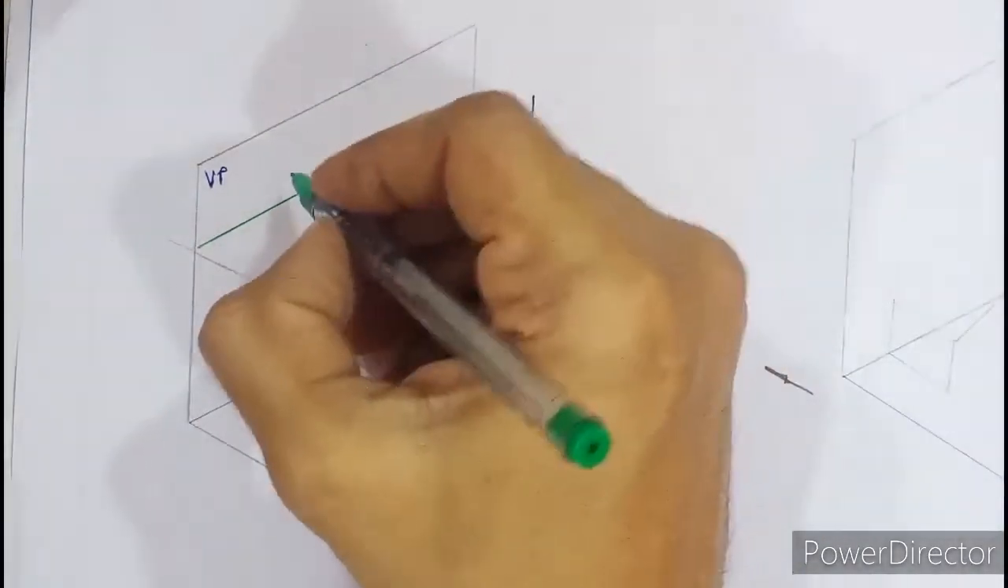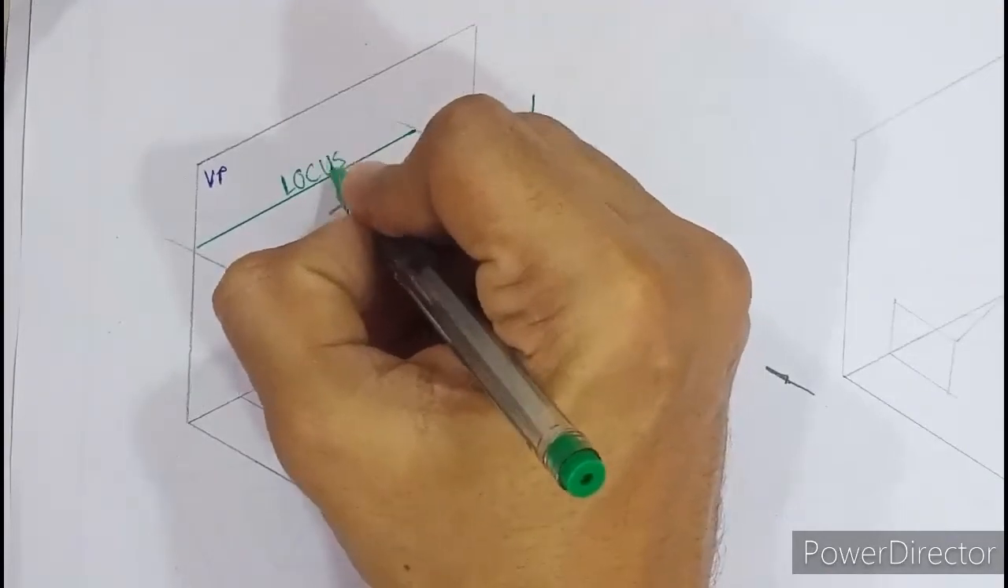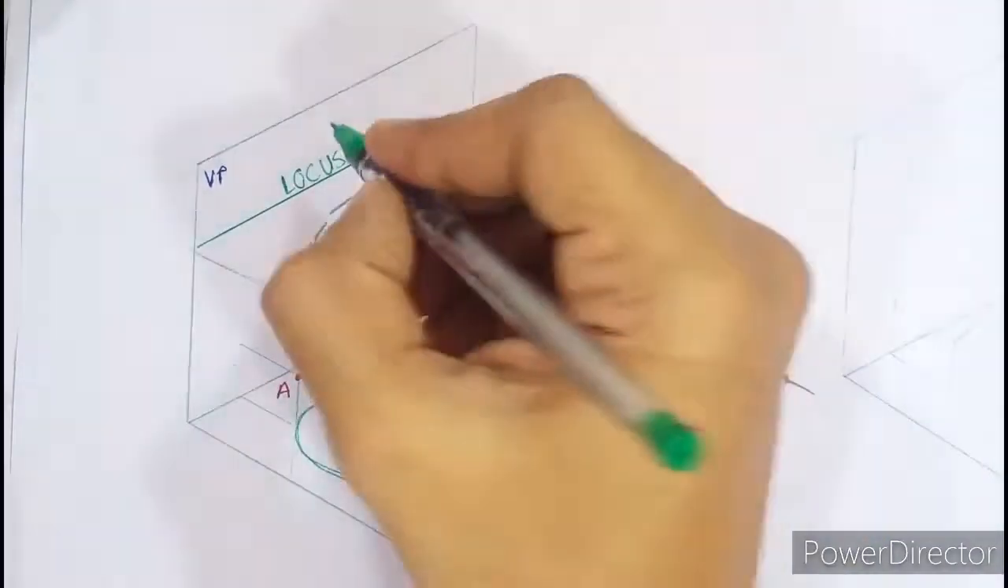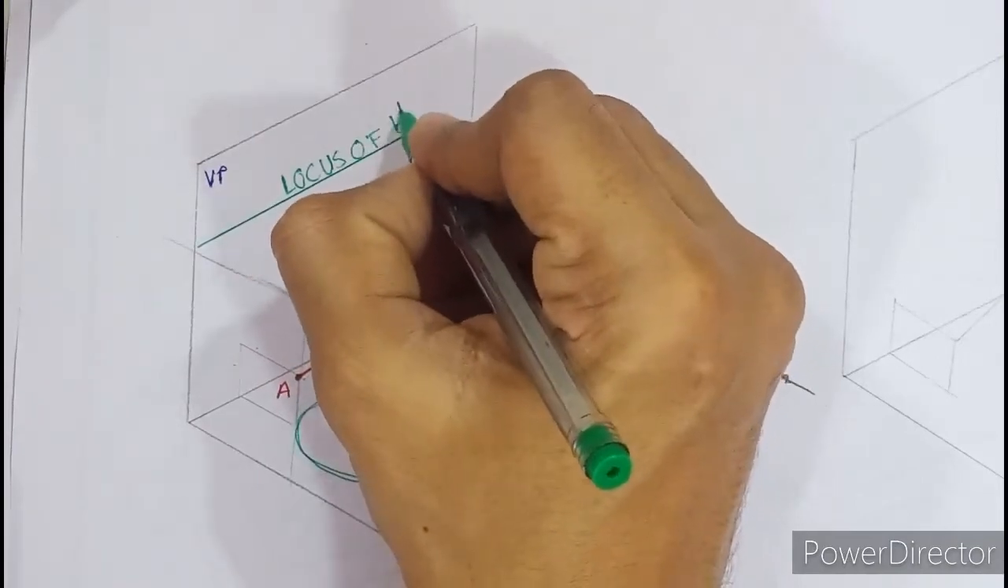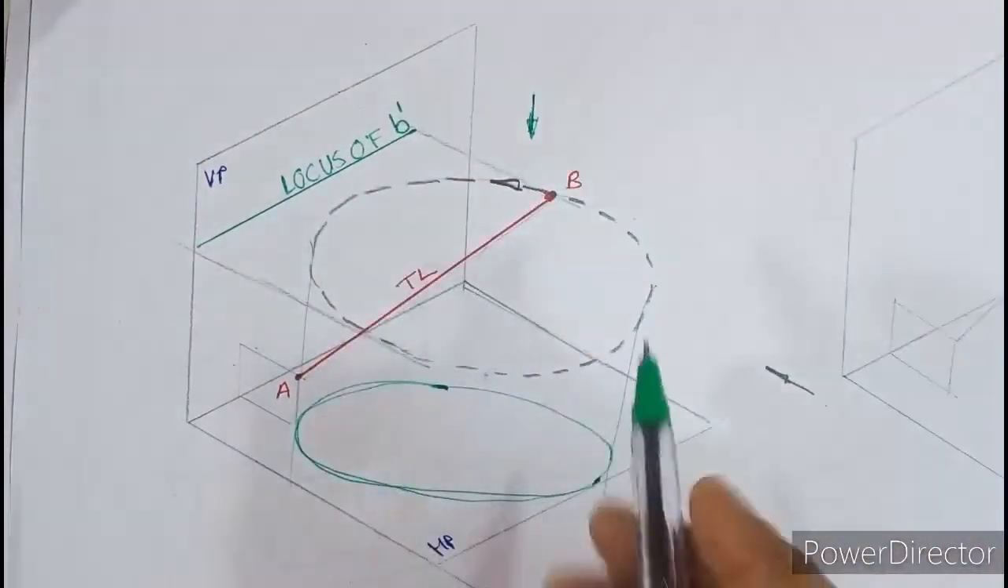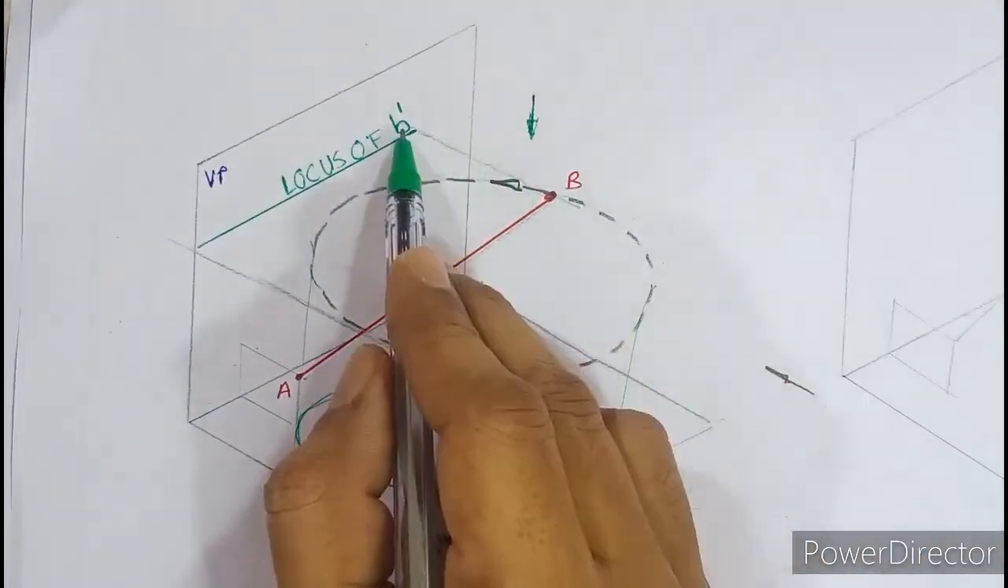So this straight line is called the locus. So what do you mean by locus? It is the path traced by a moving point. So this is the locus of, let me call it B dash. Why B dash? Yes, because you are looking at this circle from the front, and the projection of B in the front is always B dash.